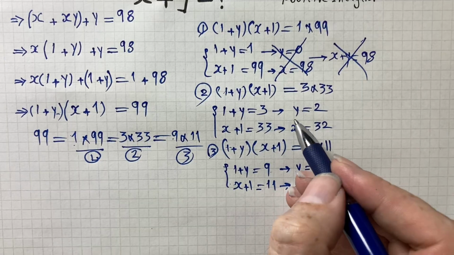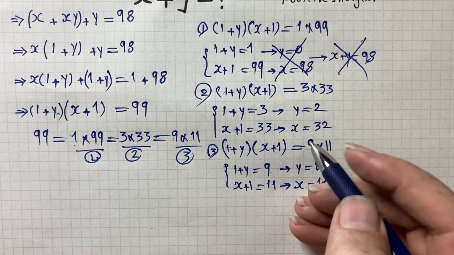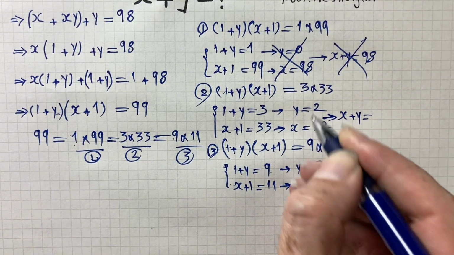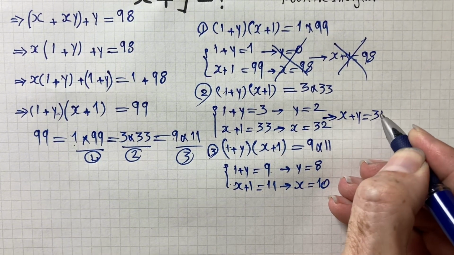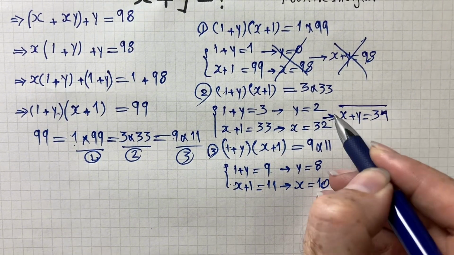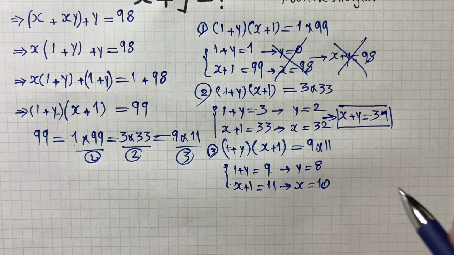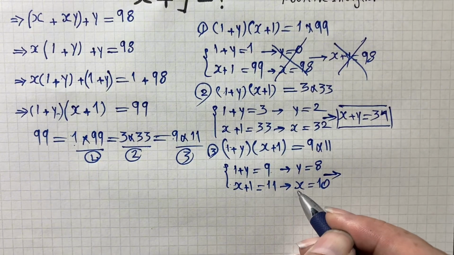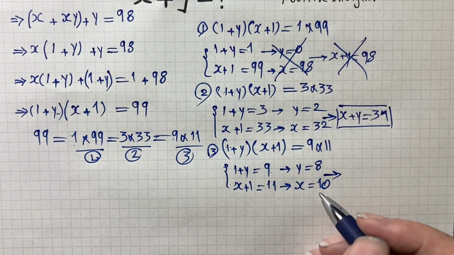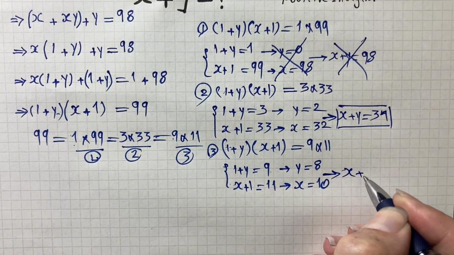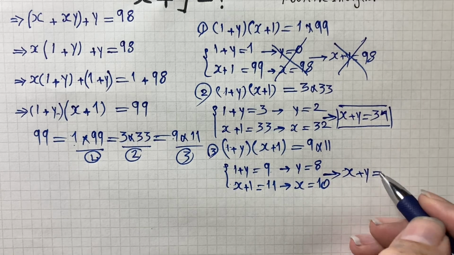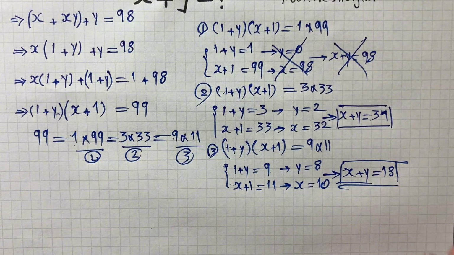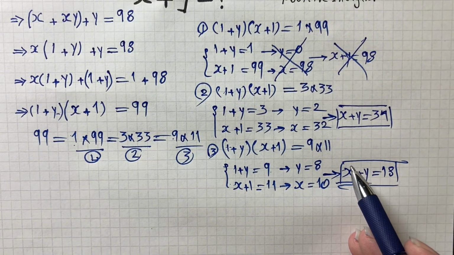Next one. x and y, both of them are positive integers. So let's see what x plus y is. 32 plus 2 is 34. And this is one answer to our question. And finally, look, y is 8, x is 10. Both of them are positive integers. So x plus y is going to be 10 plus 8, or 18. And this is our next answer. So we have two answers for this question.